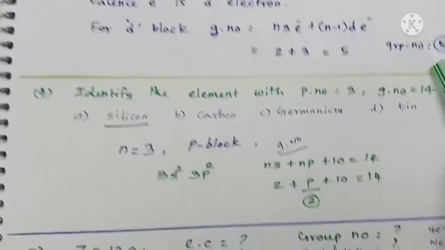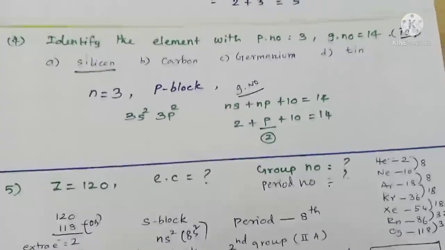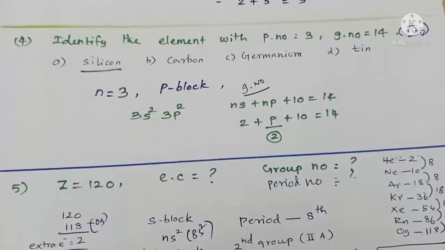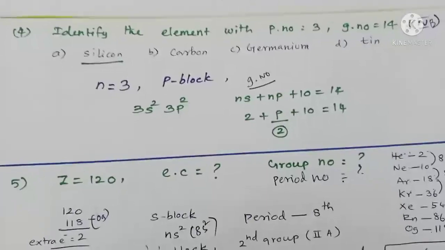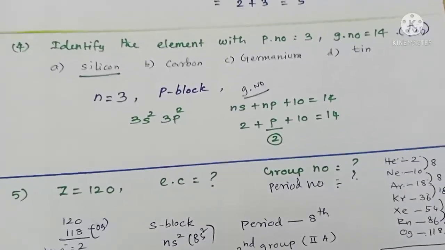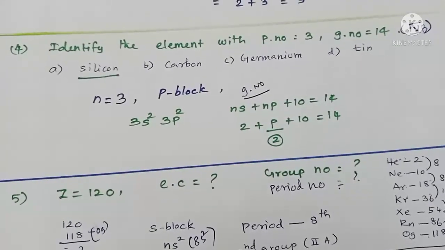Correct. Now look at question number 4, which is different from the previous questions. Here you are given group number and period number, and they are asking to identify which element it is. You are given 4 options: silicon, carbon, germanium and tin. You have to find the right option. Now what is given there? Period number 3, group number 14, isn't it?